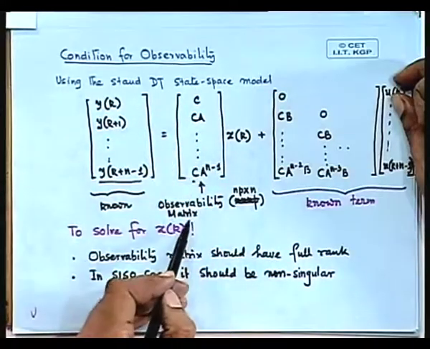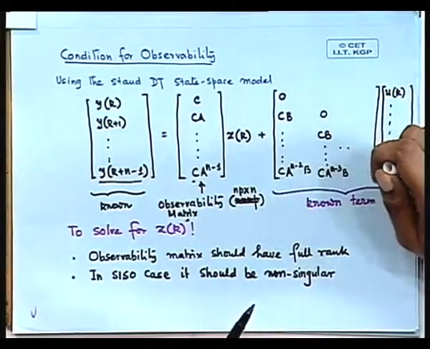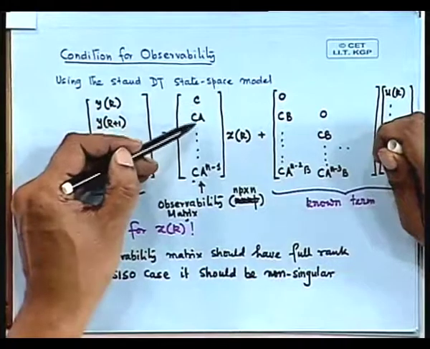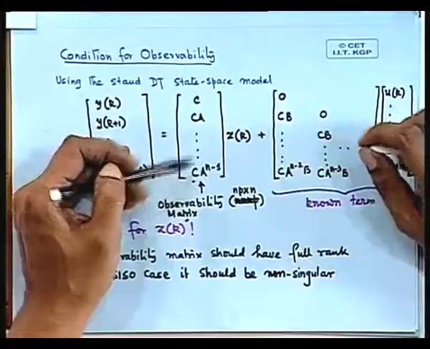Okay. So now it turns out that this matrix is called the observability matrix. So when we speak of that celebrated condition of observability, that this matrix should have rank n, what we basically mean is that you should be able to set up n linearly independent equations to be able to solve for the n unknowns. That is the meaning. So it should have full rank.